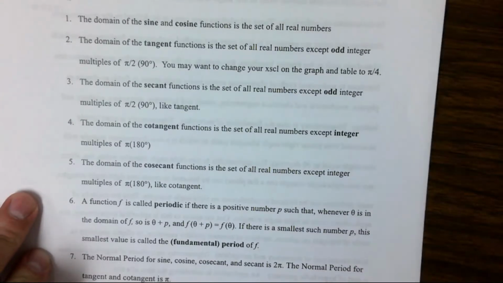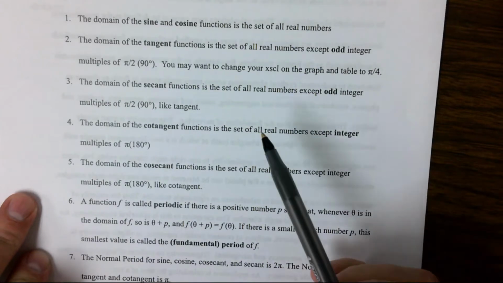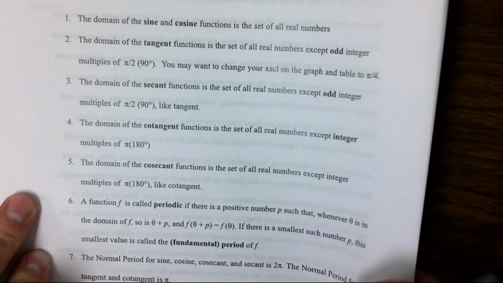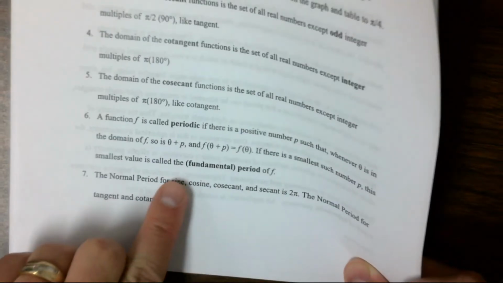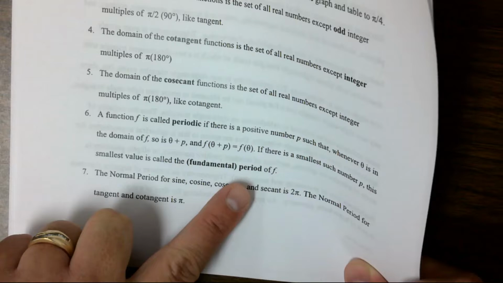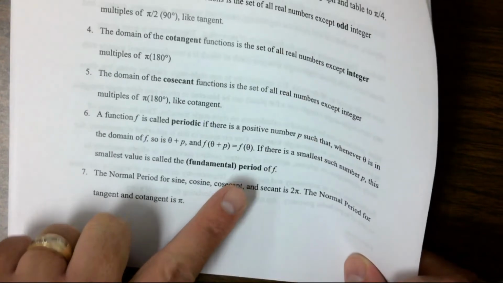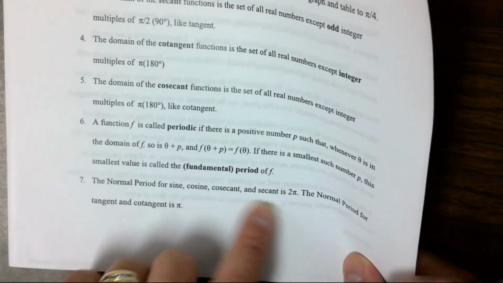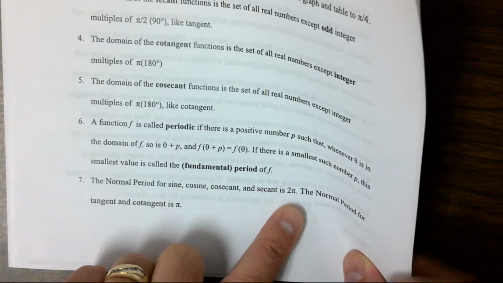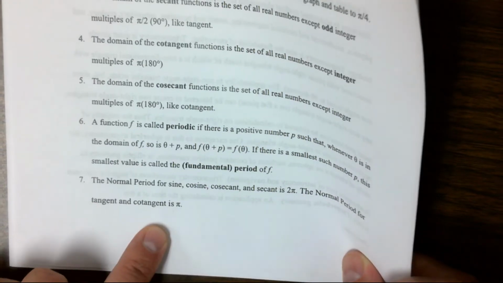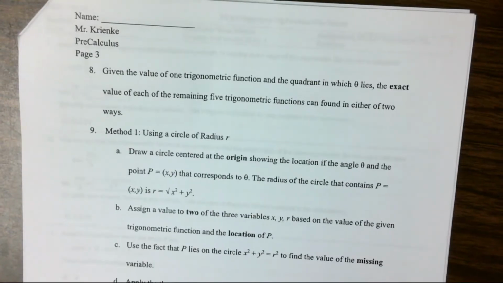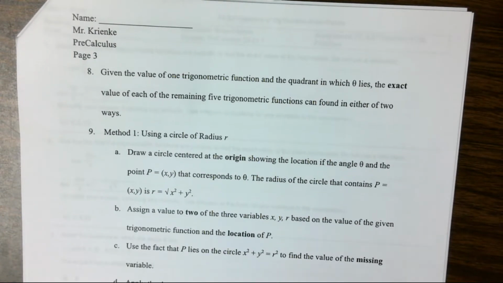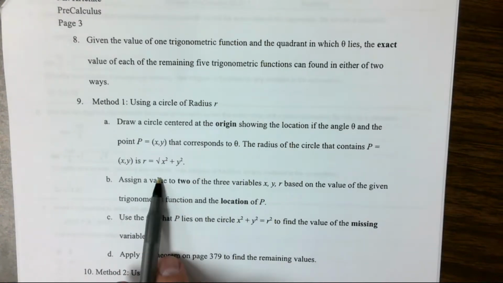These are just your properties, which we've talked about before, and we'll get to these in the problems. The smallest number is called the fundamental period. The normal period for these is 2 pi, and for tan and cotan it is pi. It's periodic if it repeats. And then here we're just talking about the radius.